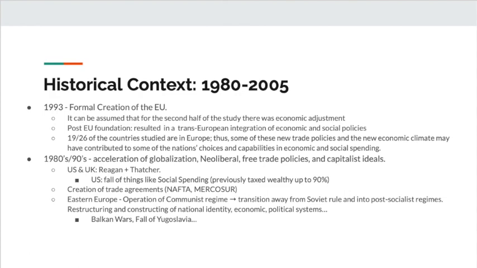Then, of course, in Eastern Europe, there was the fall of the communist regime and the transition into post-socialist regimes from Soviet rule. And the Balkan Wars and the fall of Yugoslavia. So even though the authors, I think, did a great job of controlling for as many factors as possible, I still believe that when we analyze things like relative poverty and changes in mortality rates, it's very, very important to take into consideration other factors at play in the political and social and economic climate.